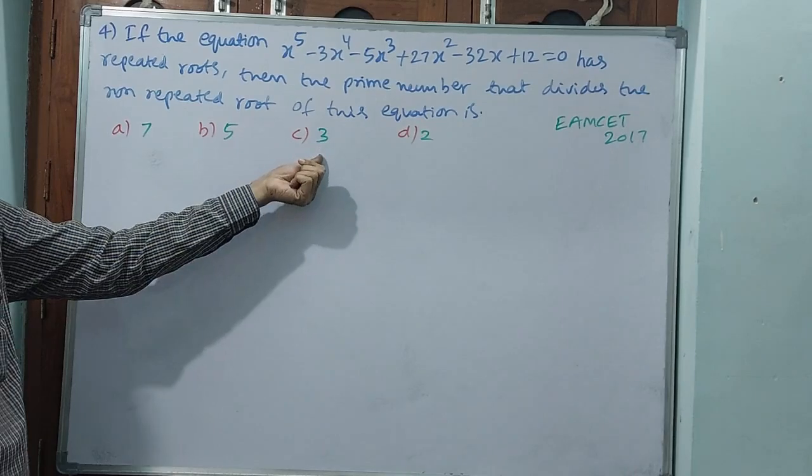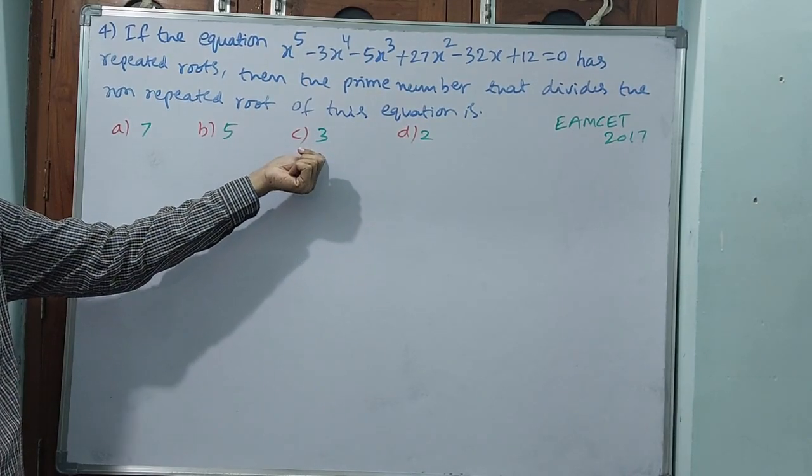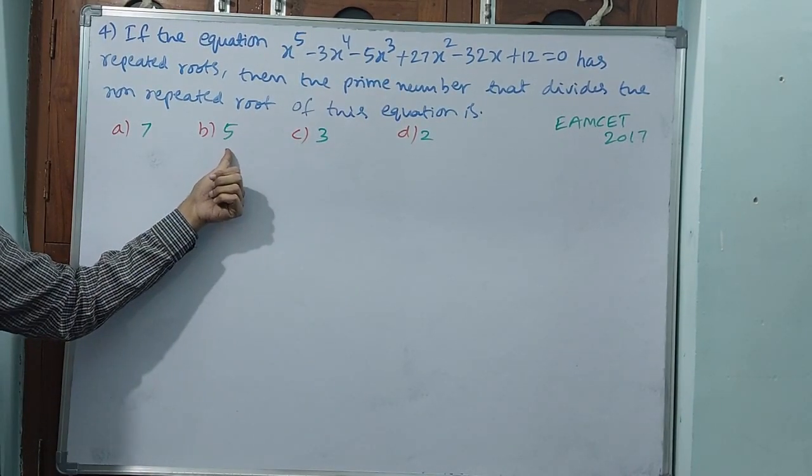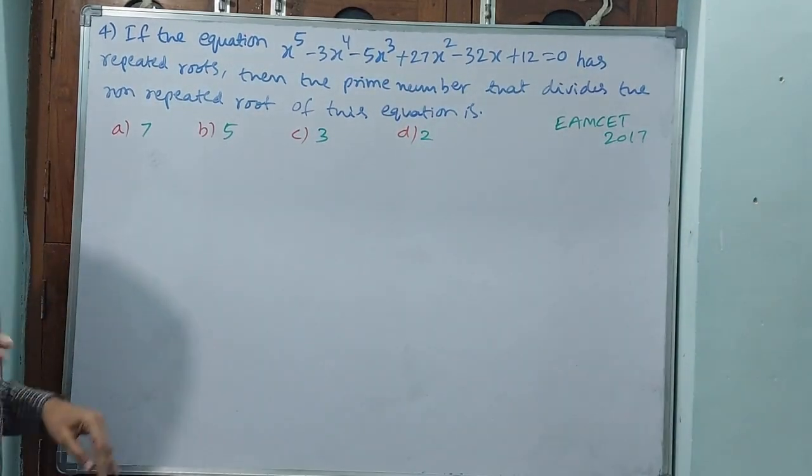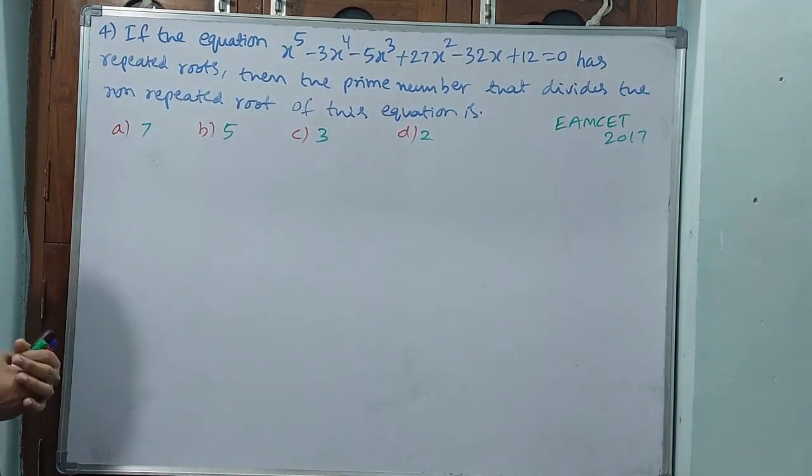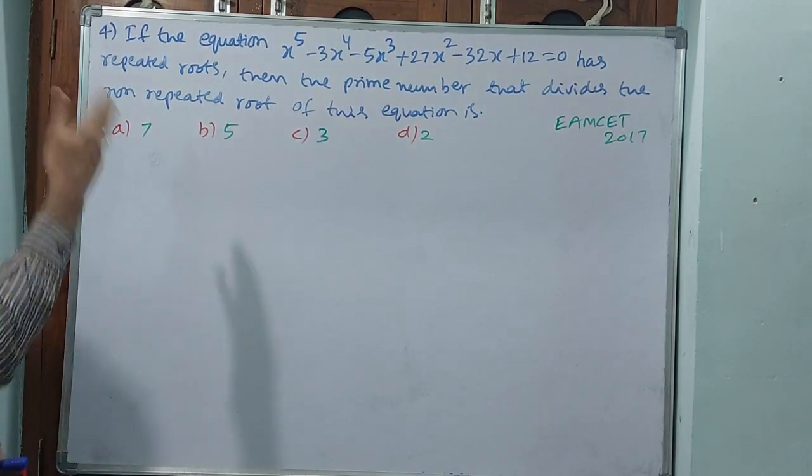9 means with 3 only it goes. Non-repeated root. 10 means again 5 to both will go. That is why 5's possibility is less. If 5 comes, we can't say. Okay. Let us proceed further.